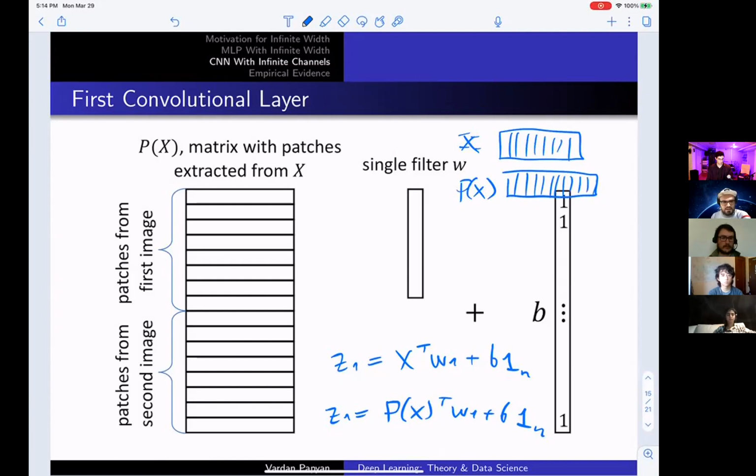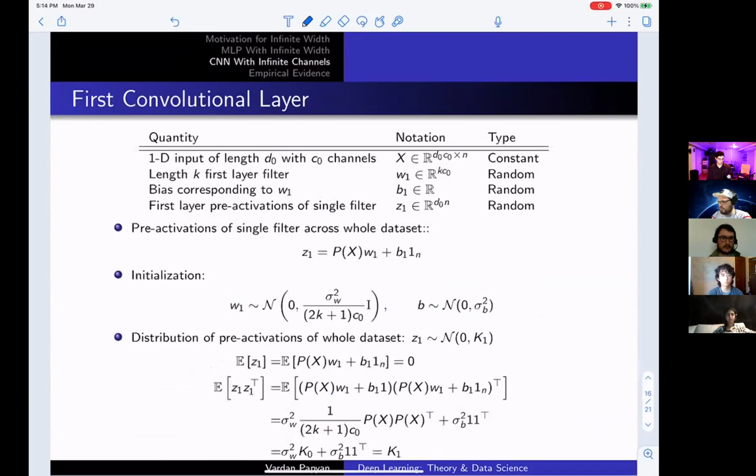I will not go too much into it. Let me just briefly show you how this looks. The equation looks the same, except instead of looking at the X matrix of the different training examples, you look at the patches. What is the intuition, by the way, behind looking at the patches?